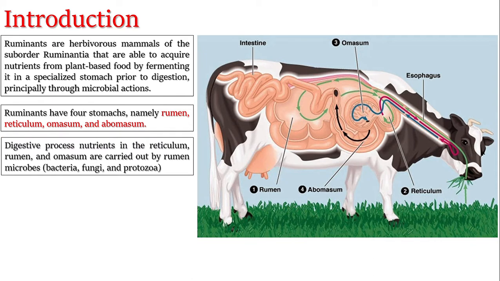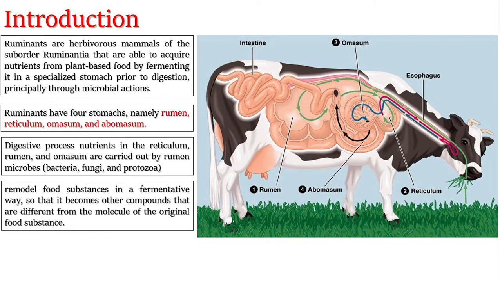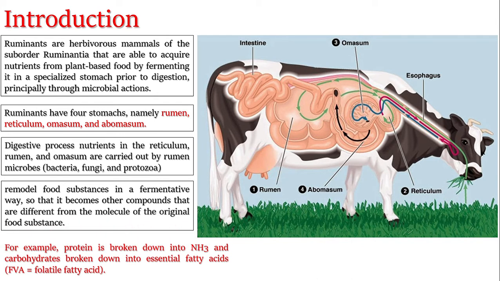Digestion of nutrition in the reticulum, rumen, and omasum is carried out by rumen microbes: bacteria, fungi, and protozoa. They remodel food substances in a fermentative way, so that they become other compounds that are different from the molecules of the original food substance. For example, protein is broken down into ammonia, and carbohydrates are broken down into essential fatty acids.